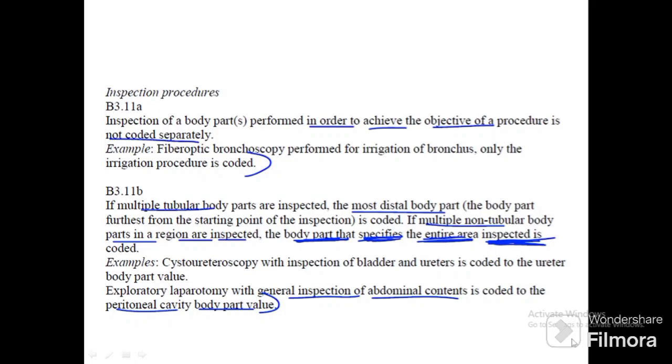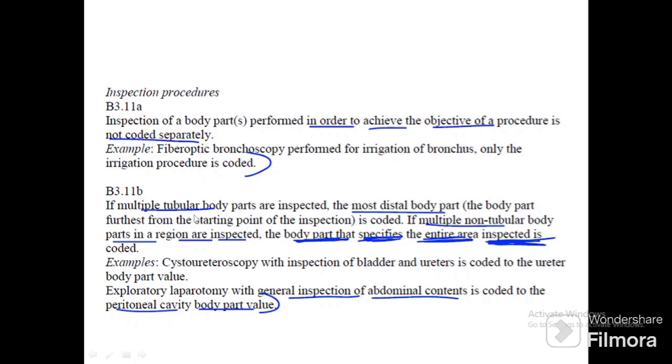In this video, we will learn about coding inspection procedures and drainage procedures. Whenever inspection procedures are performed in order to achieve the objective of a different procedure, then the inspection procedure is not coded separately. It means in case of fiber optic bronchoscopy, if it is performed for irrigation of bronchus and only the irrigation procedure is coded, because here the bronchoscopy is being done for the purpose of irrigation of bronchus, and hence only the irrigation procedure is coded, or it may be any other definitive procedure.